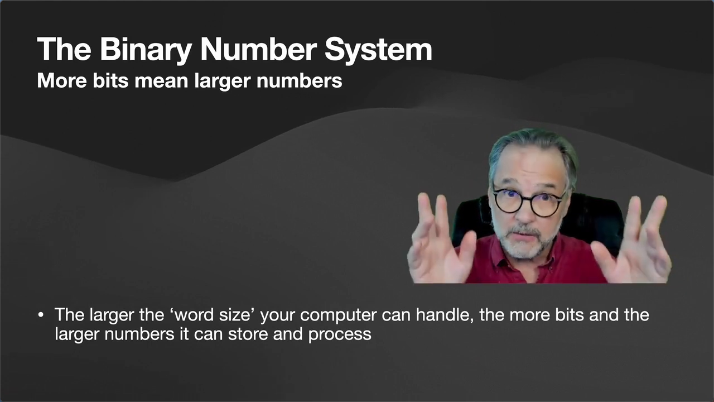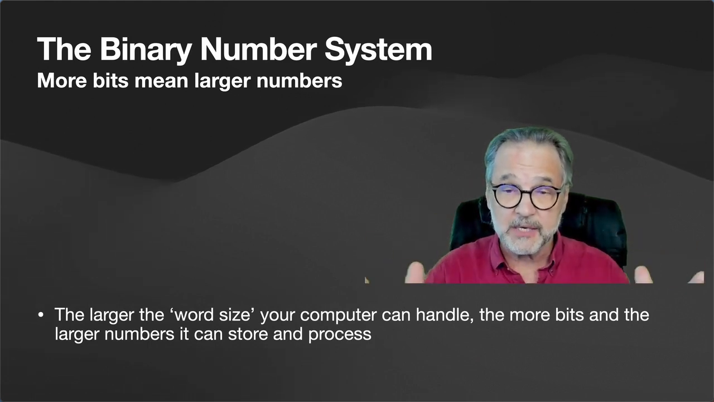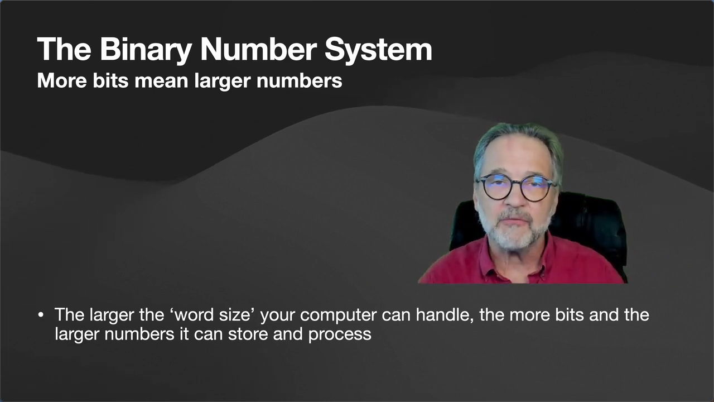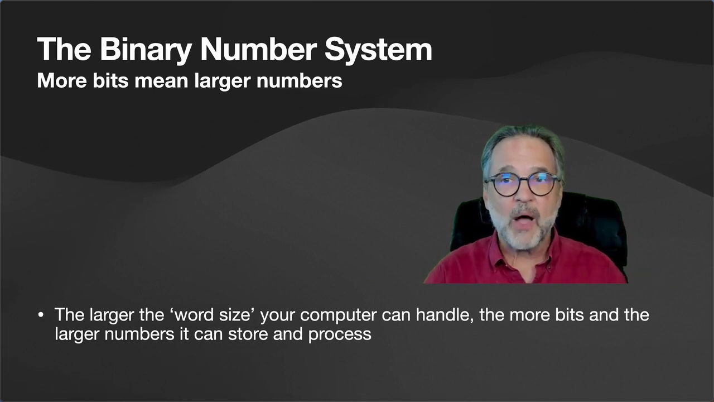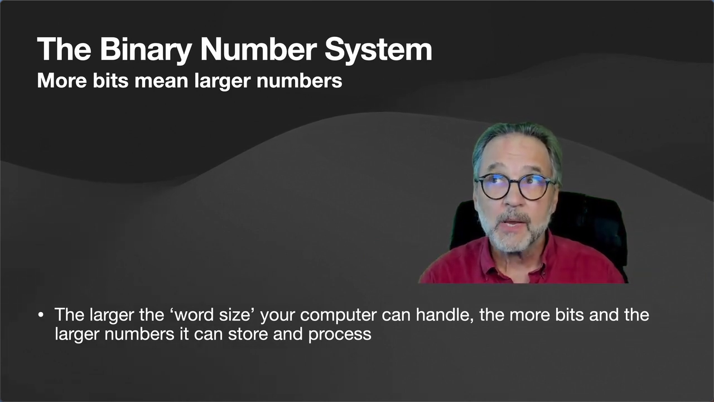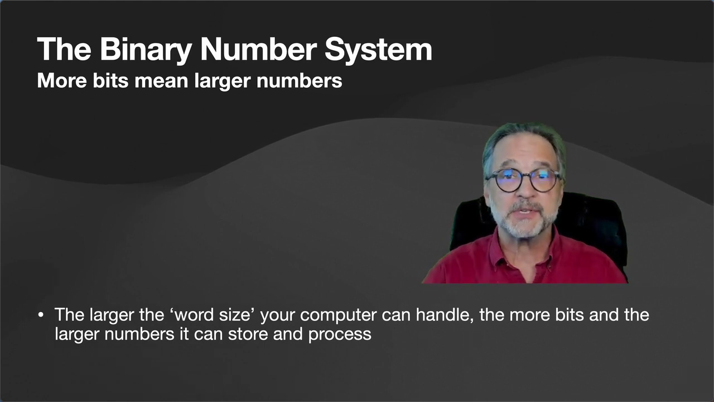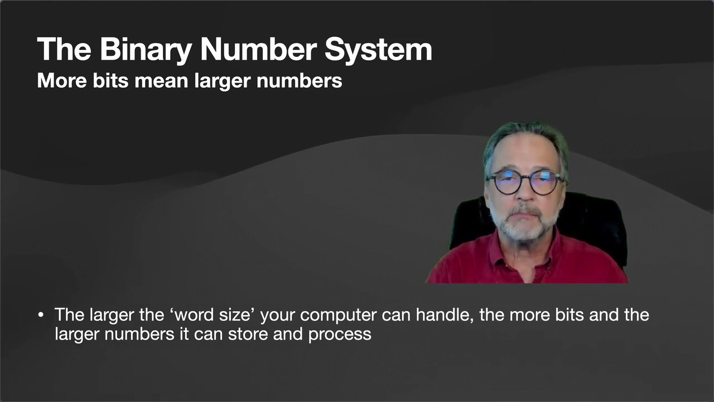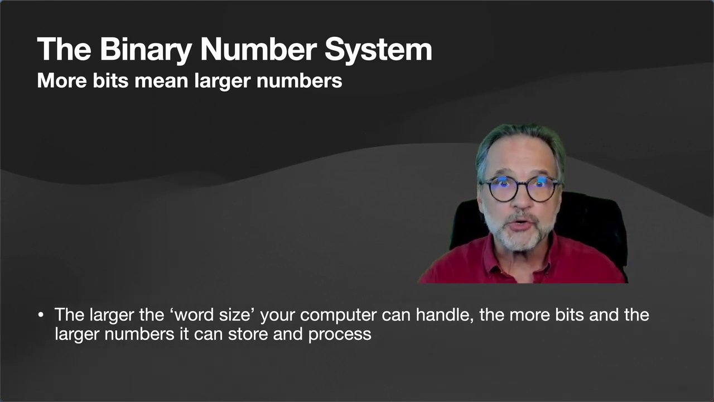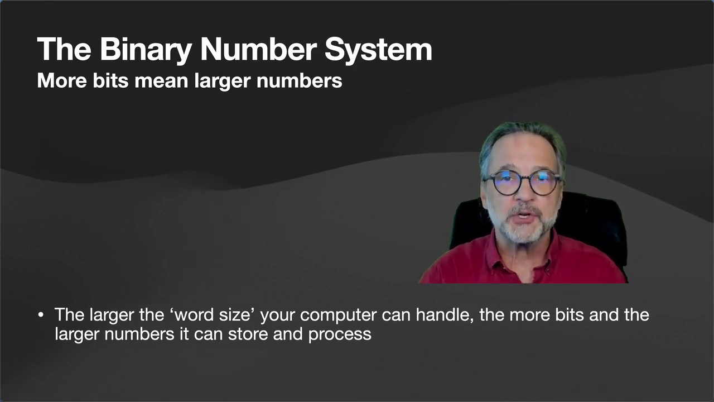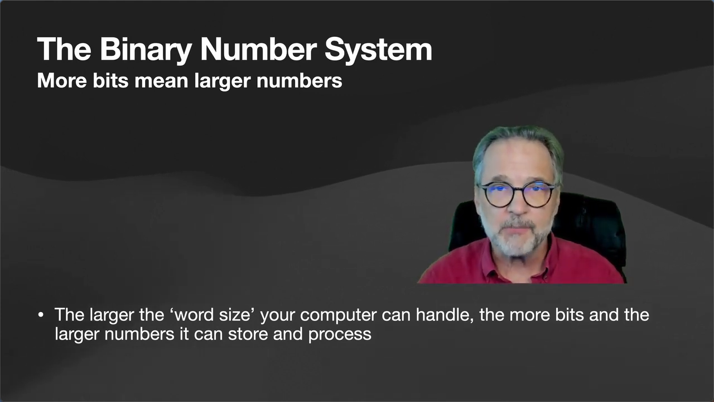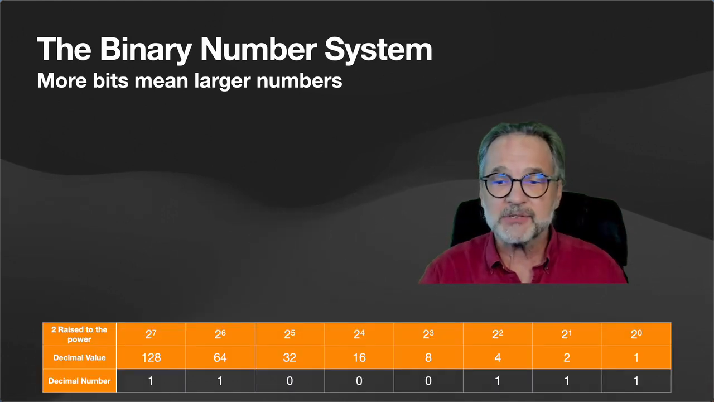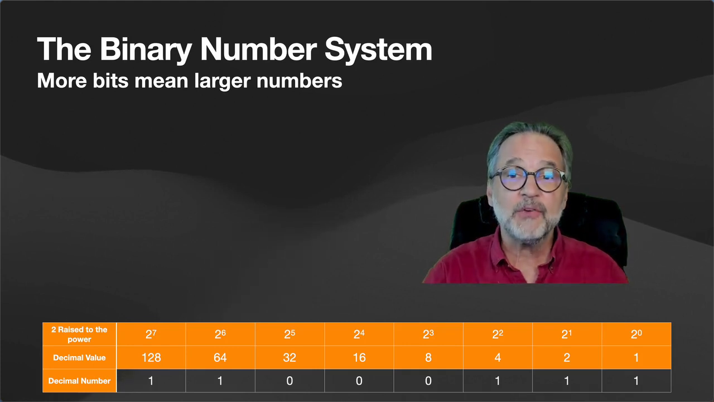Now, the larger the word size, which is the size that your computer can handle, the more bits that you can have in a binary number. And that's why a 64-bit computer is much more powerful than a 32-bit computer, which was more powerful than a 16-bit computer, which was more powerful than an 8-bit computer. Because the more bits you have, the larger the binary number, which means you can address more disk space, you can address more memory, you can do bigger calculations, you can even do smaller calculations, and that's just how it works.